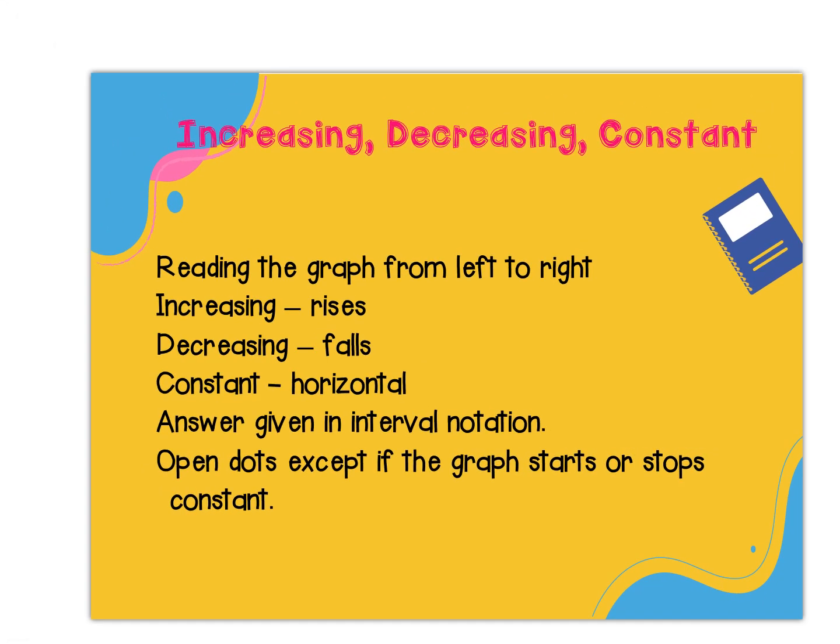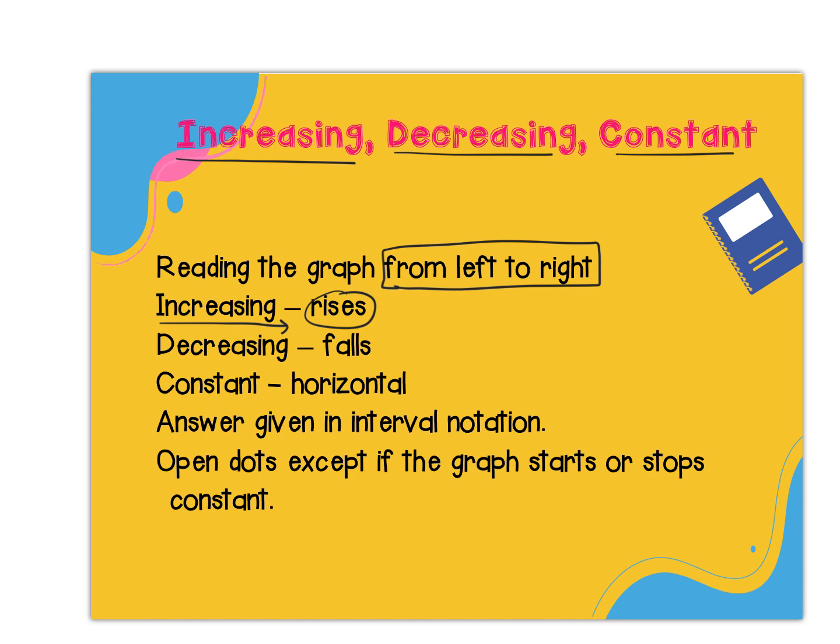The other thing we're going to talk about is where a graph is increasing, where it is decreasing, and where it is potentially constant. To do this, we have to look at a graph from left to right. If I'm moving from left to right and the graph is rising, then it is an increasing graph. It might be a line, it might be an arch, but it's definitely going up from left to right. Decreasing means that as I go from left to right, the graph is going down and to the right.